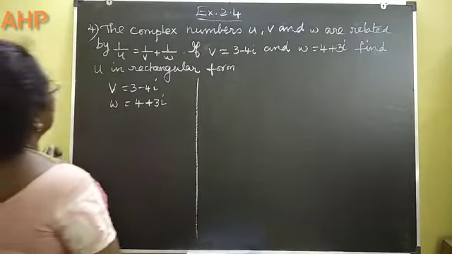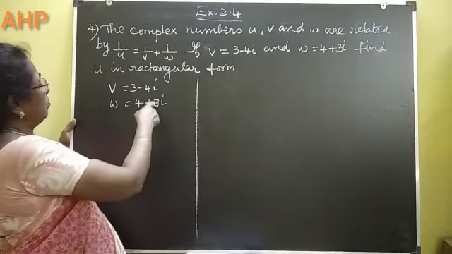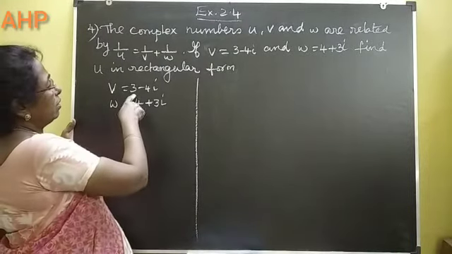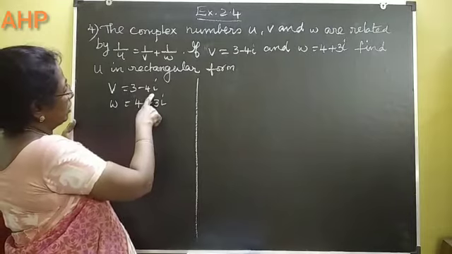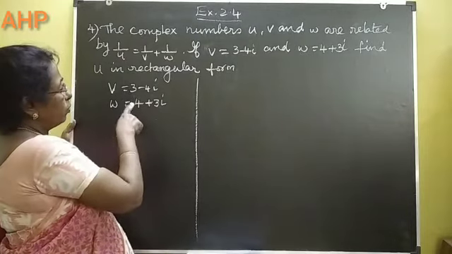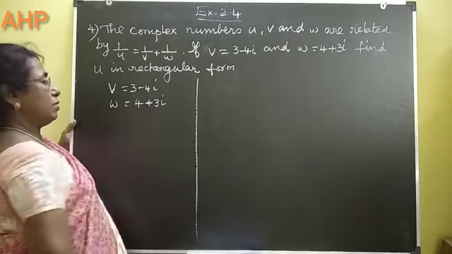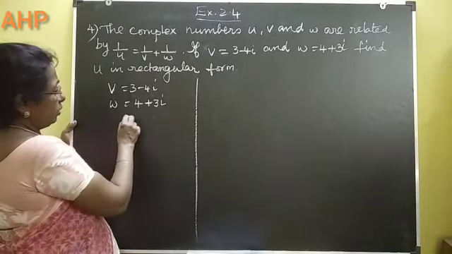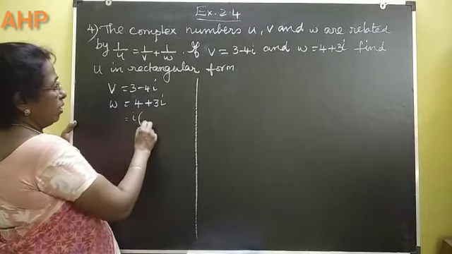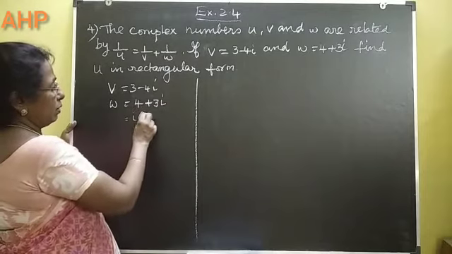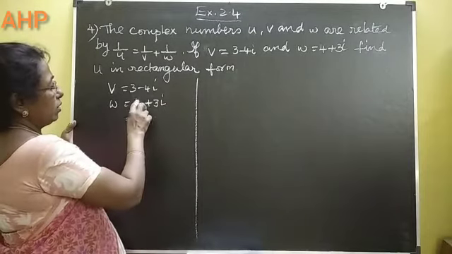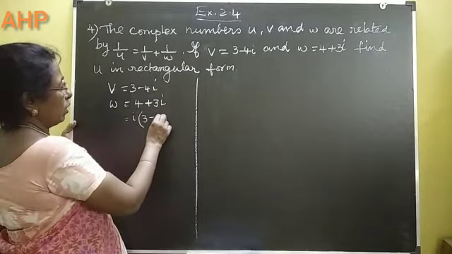Now, let us try to find out the relation between v and w. See here, 3 is a real number, 4 is an imaginary number. Here vice versa, 4 is a real number and 3 is an imaginary number. So if we take i outside, this becomes a real number 3. Now see, this becomes minus 4i.